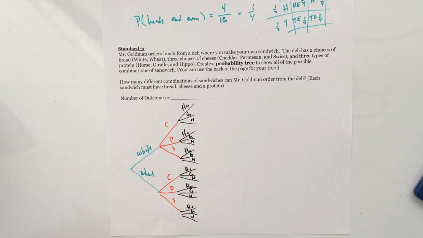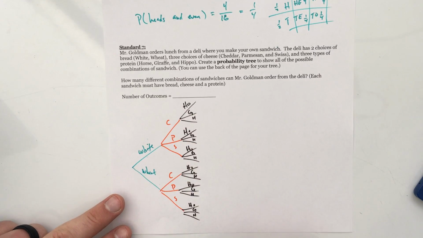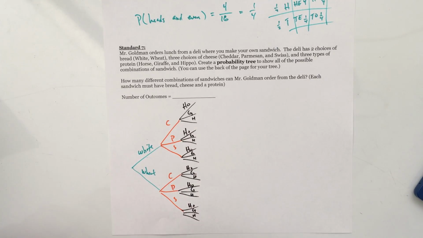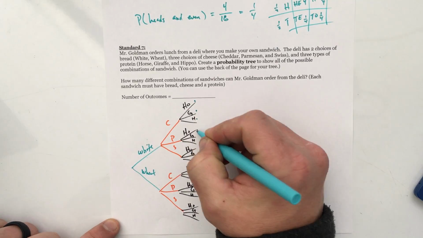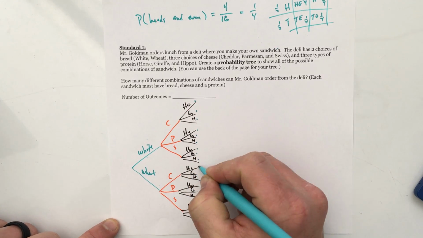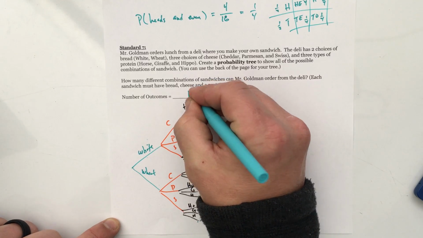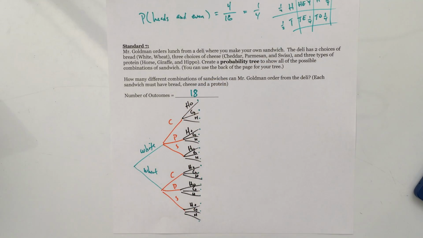Some people's trees got lost. They lost a section of branches here and there. And then we count the ends to determine the number of outcomes. So I would just count here. 1, 2, 3, 4, 5, 6, 7, 8, 9, 10, 11, 12, 13, 14, 15, 16, 17, 18. And there you have it.